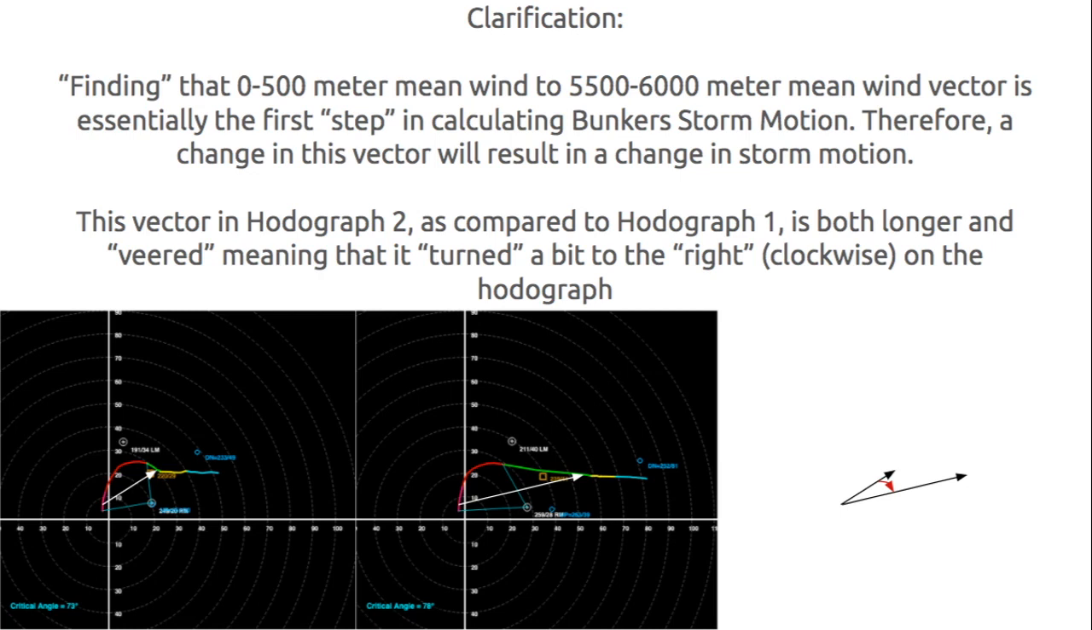And this vector in hodograph 2, as compared to this vector in hodograph 1, is both longer and veered, meaning that it turned a little bit to the right on the hodograph. And so obviously you can see that between the two. And then on the bottom right part of the screen, that red arrow, you see how it kind of turns to the right? That's what veering is. And so that veering is responsible for the increase in that critical angle.